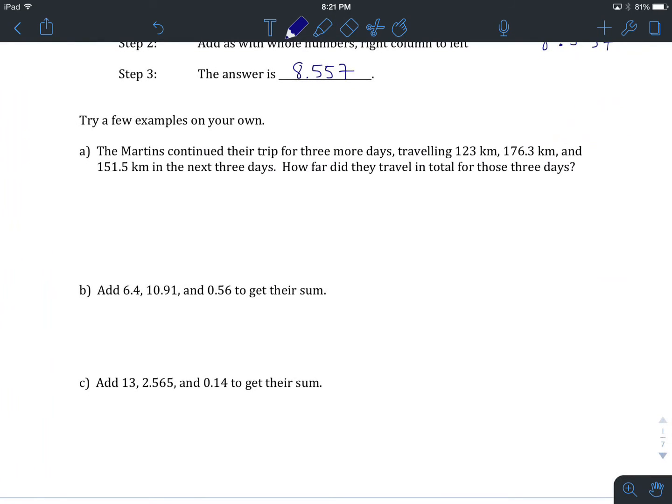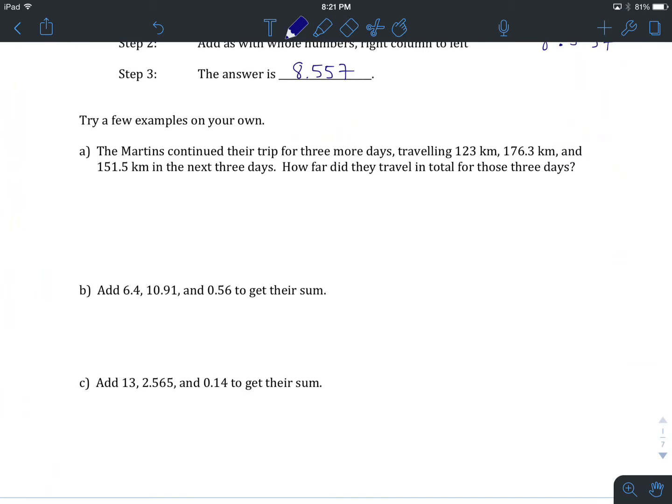So what I'd like you to do at this point is I'll read A with you. The Martins continued their trip for 3 more days, traveling 123 kilometers, 176.3 kilometers, and 151.5 kilometers in the next 3 days. How far did they travel in total for those 3 days? So what I'd like you to do is hit pause here, try to set this one up and do this addition on your own. When you're all done, come on back. We'll see how you did.